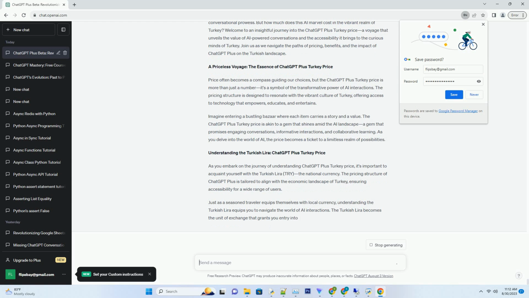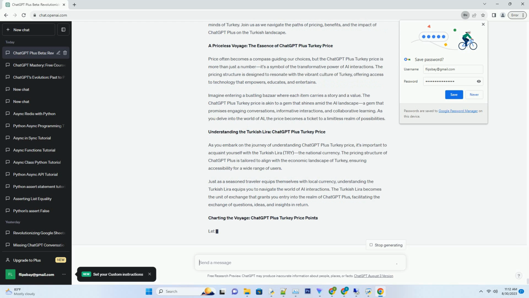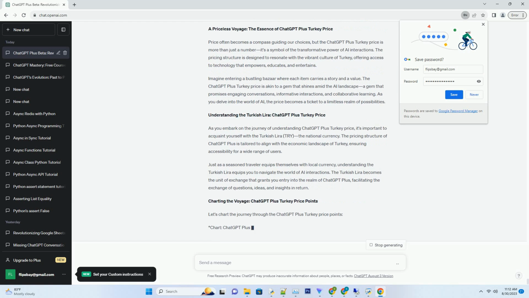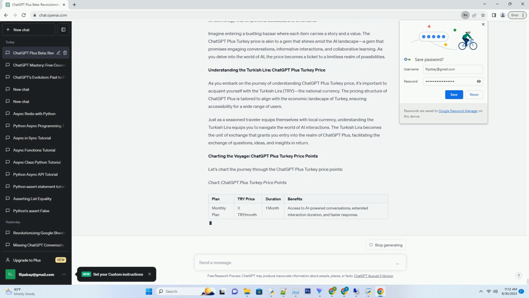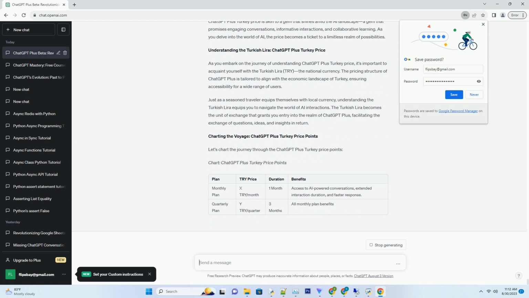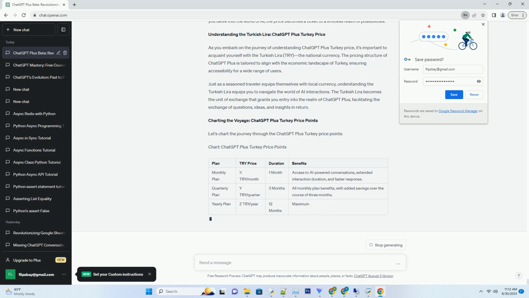and entertains. Imagine entering a bustling bazaar where each item carries a story and a value. The ChatGPT Plus Turkey Price is akin to a gem that shines amid the AI landscape, a gem that promises engaging conversations, informative interactions, and collaborative learning. As you delve into the world of AI, the price becomes a ticket to a limitless realm of possibilities.